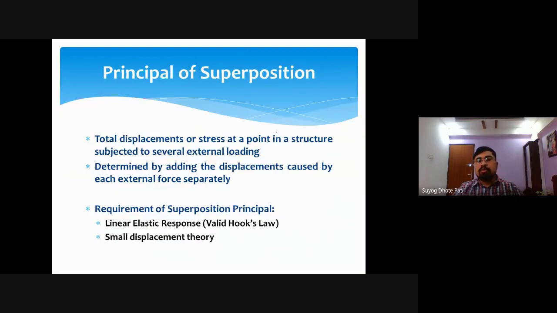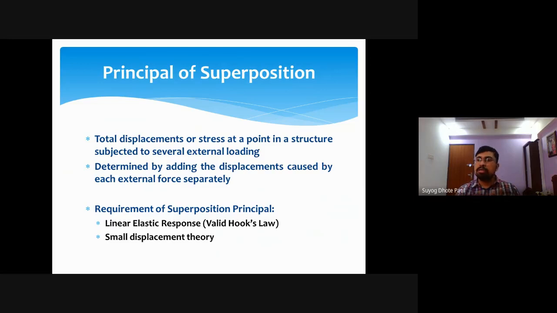Then the principle of superposition is simple. In the first lectures of mechanics, we may have seen the principle of superposition in the case of forces: the effect of a summation of forces is equal to the effect generated by each force separately. Here it is the same, but we consider displacement. The whole displacement of a body is nothing but the displacement generated by each force separately.